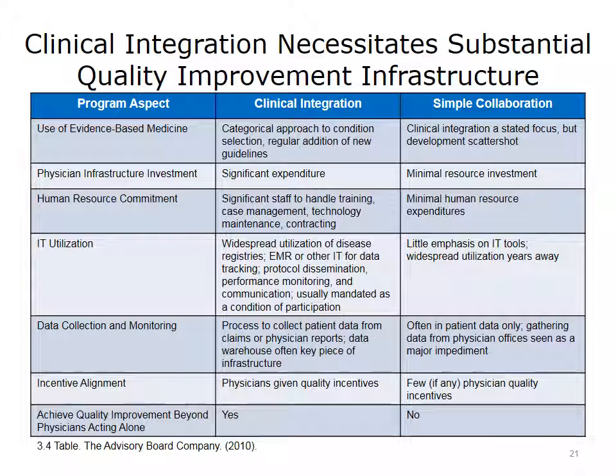Now, clinical integration necessitates that there be a substantial quality improvement infrastructure because there are several aspects of programs that were touched on briefly in the previous slide that lead to clinical integration. For example, the use of evidence-based medicine. In clinically integrated networks, there has to be a categorical approach to selecting which conditions and regular addition of new guidelines. For example, across multiple physicians and multiple hospitals, how will we care for patients with joint replacements?